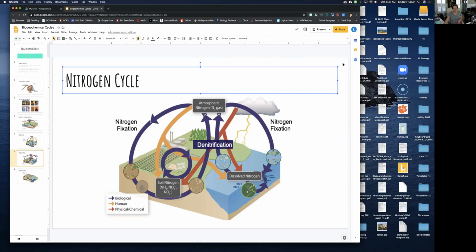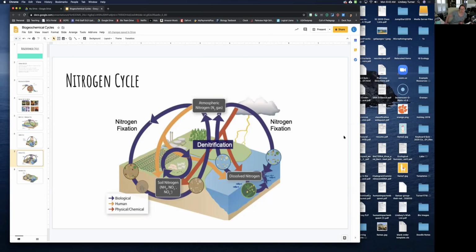So within the nitrogen cycle, again, it looks super confusing just because there's a lot of arrows going on. But this one takes out the green arrows, which were our geological. So now we are just looking at biological, human, chemical, and physical contributions to this. Within the nitrogen cycle, there's some new vocabulary that comes up.